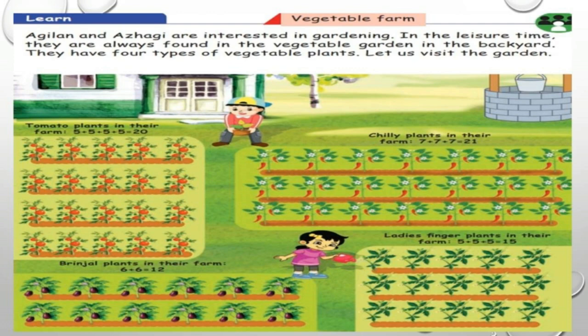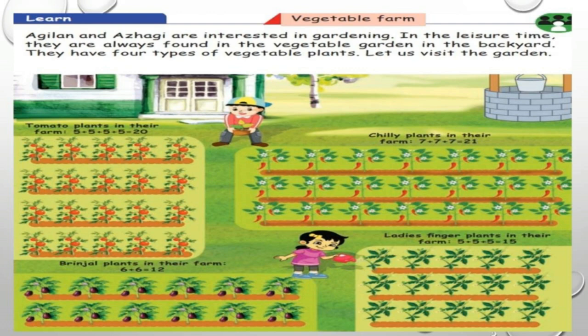Now we'll see the chili plants. They have 7 chili plants in a row. Totally there are 3 rows. So 7 plus 7 plus 7 is equal to 21. Now we will see the brinjal plants in their farm. There were totally 6 plants in a row. There are 2 rows. So 6 plus 6 is equal to 12.